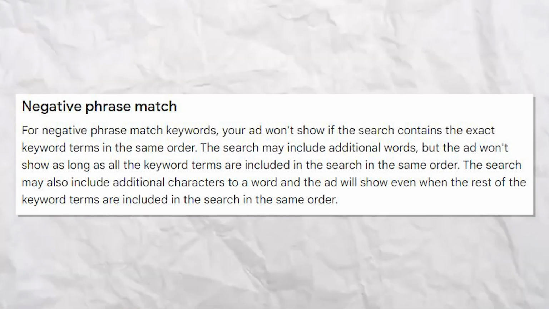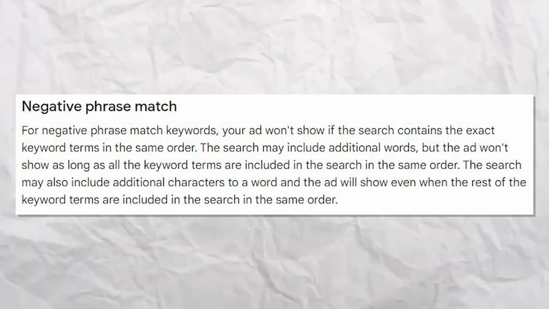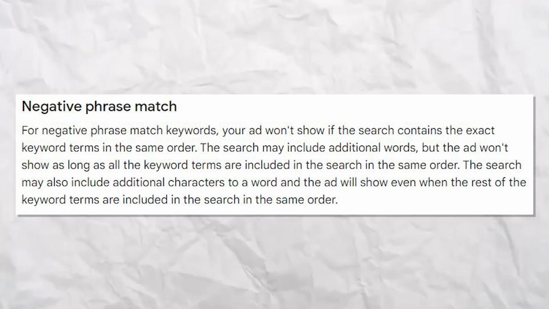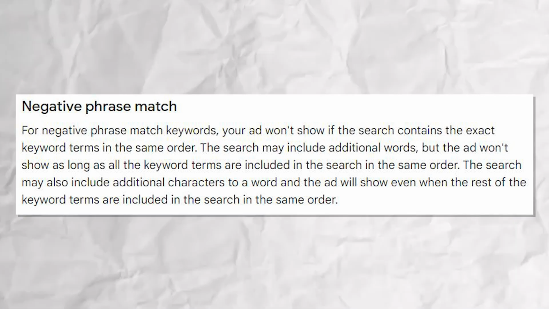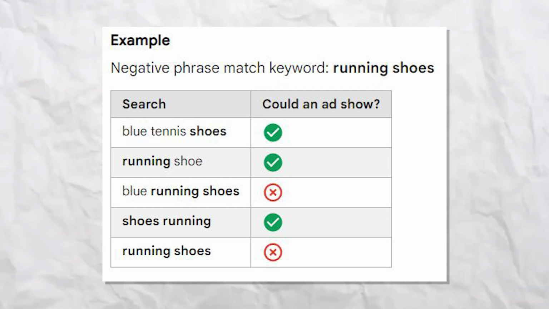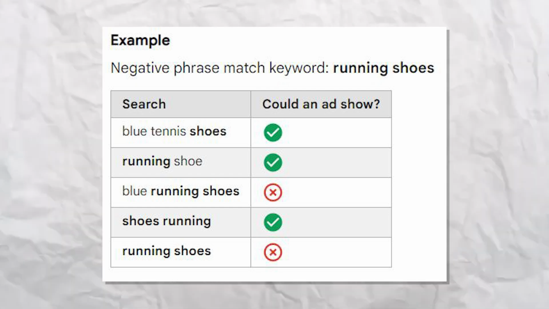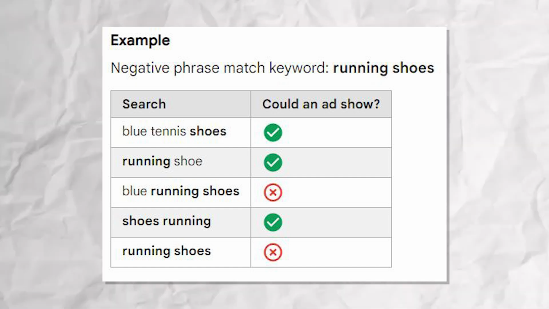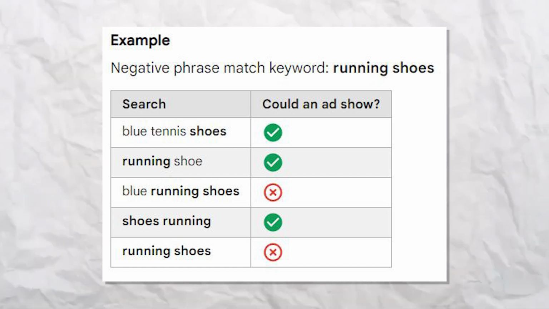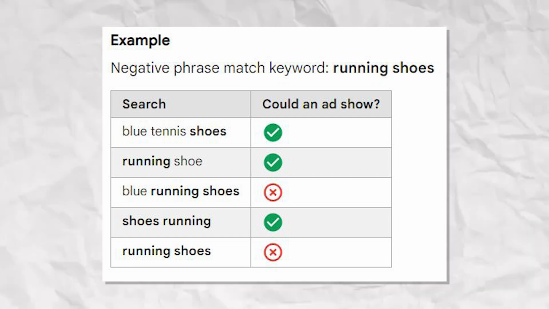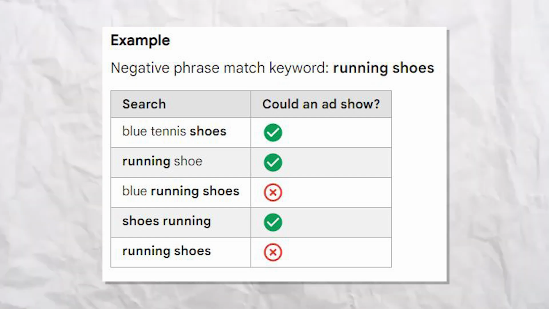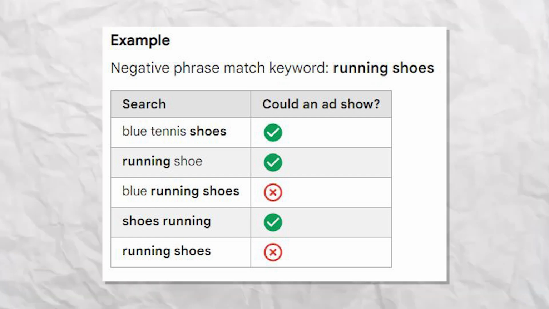For negative phrase match, your ad won't show if the search contains the exact keyword terms in the same order. The search may include additional words, but the ad won't show as long as the keyword terms are included in the search in the same order. So again, if your keyword is running shoes, but in a phrase match this time, your ad would show for blue tennis shoes, running shoe, and shoes running, but your ad wouldn't show for searches like blue running shoes or running shoes, as those are the only search terms that contain your keyword terms in the exact same order.